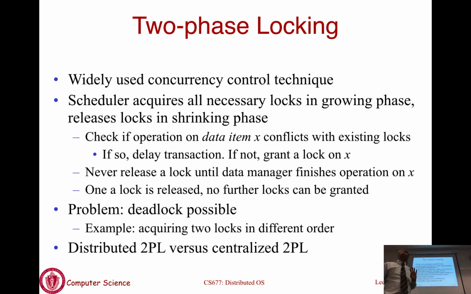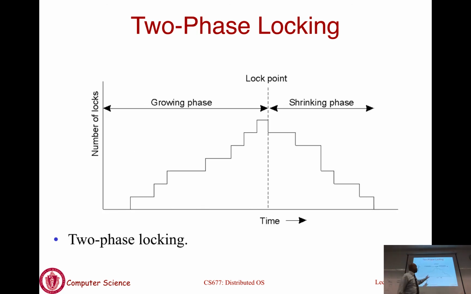Now that you can do in arbitrary code, but in this case you're not allowed to, because in the acquire phase you can only do acquires, you cannot release. Once you start releasing, you're not allowed to acquire anymore. That's the whole point of the shrinking phase. So you cannot have a case where you get a lock on X, release the lock on X, then get a lock on Y, because once you release, you cannot get any more locks. That's the rule in this case.